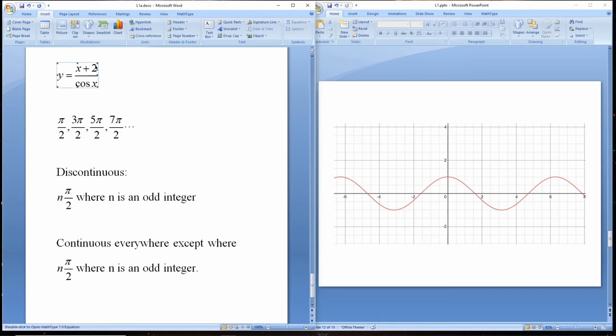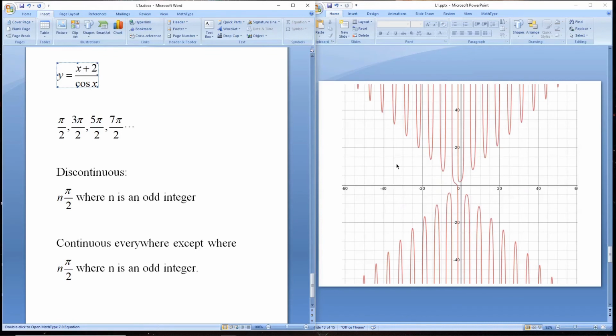So let me show this function, x plus 2 divided by cosine x. Here's what it looks like. It's pretty interesting. You can see it's got infinitely many vertical asymptotes. All these vertical asymptotes are located at n pi over 2, where n is an odd integer. So this function is continuous everywhere except where we have these vertical asymptotes. And that's our answer.